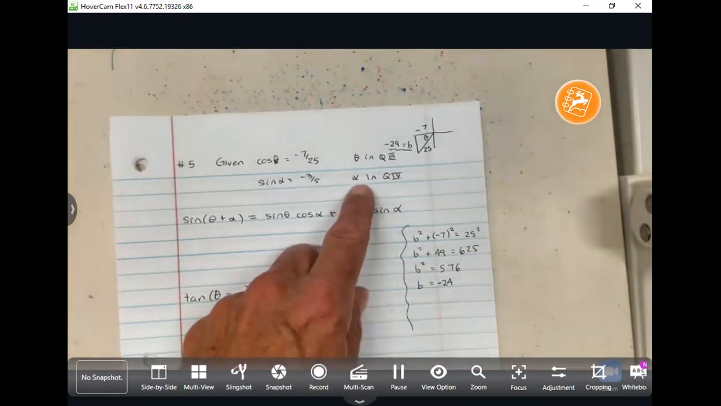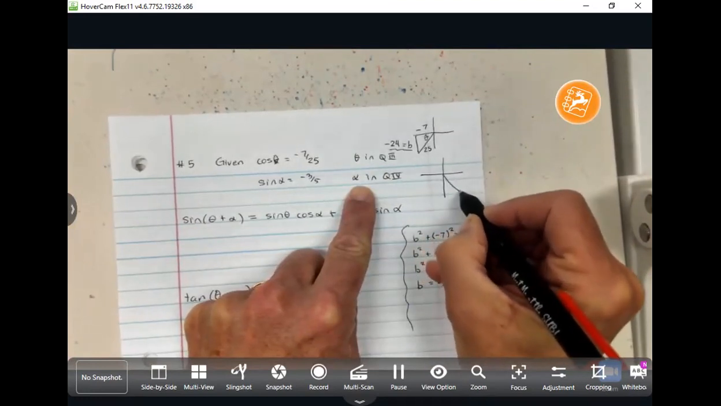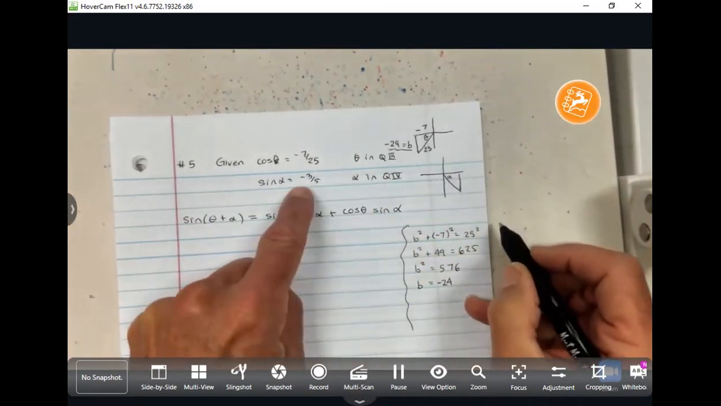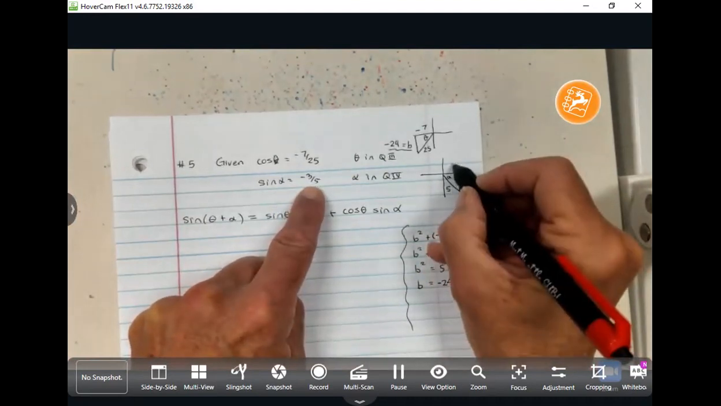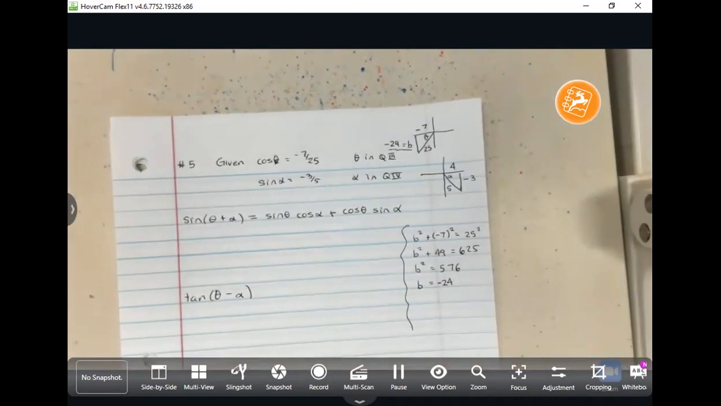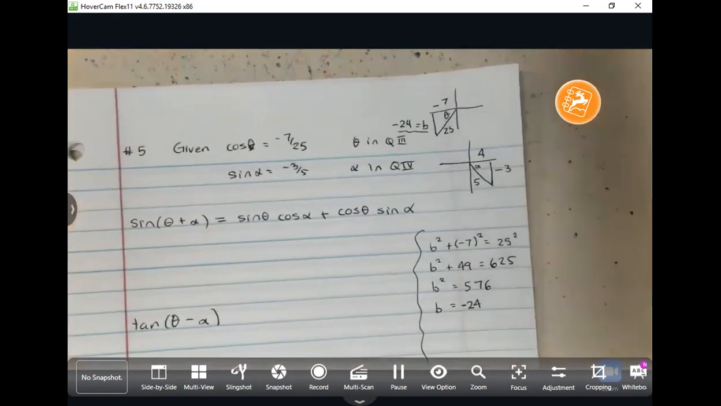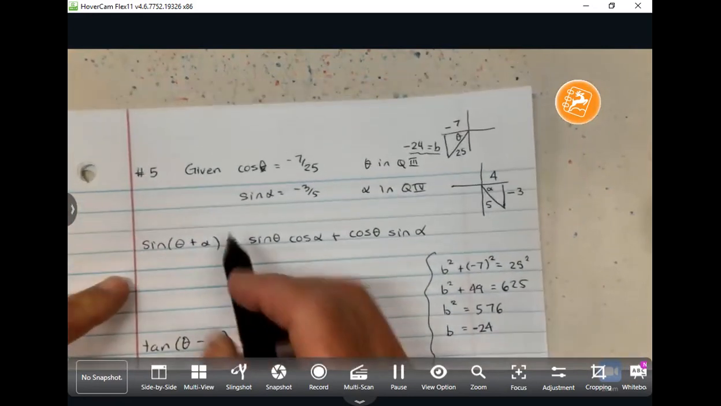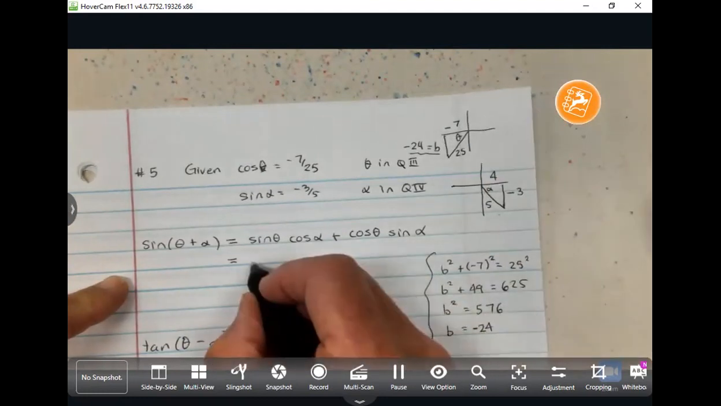Then I'm going to do the same thing with alpha. I'm going to draw a quadrant 4 triangle for angle alpha. The sine gives me the opposite over the hypotenuse, and that was a 3, 4, 5 triangle. So that other side's a positive 4. So sine of angle theta is found by going to the triangle here. The sine is opposite over hypotenuse. So I'm going to put in negative 24/25 right here.